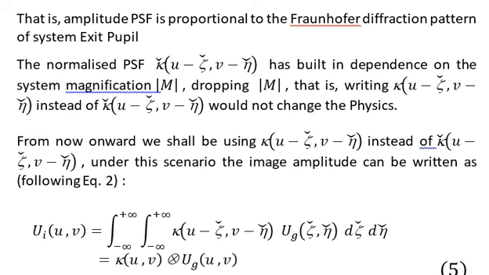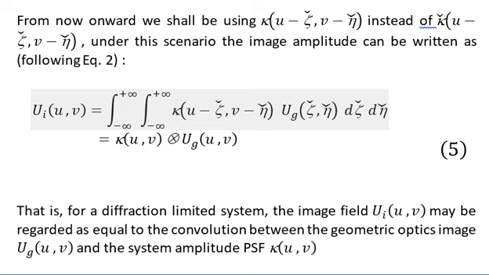The normalized PSF, which is kappa inverted as a function of u minus zeta inverted and v minus eta inverted, has built-in dependence on the system magnification mod m. Dropping mod m, that is writing kappa as a function of u minus zeta inverted and v minus eta inverted instead of kappa inverted, would not change the physics. From now onward, we shall be using kappa instead of kappa inverted. Under this scenario, the image amplitude can be written as given in the following equation number 2. So here we have written the same equation but with kappa, not with kappa inverted.